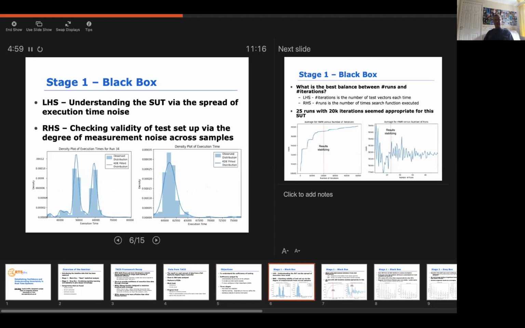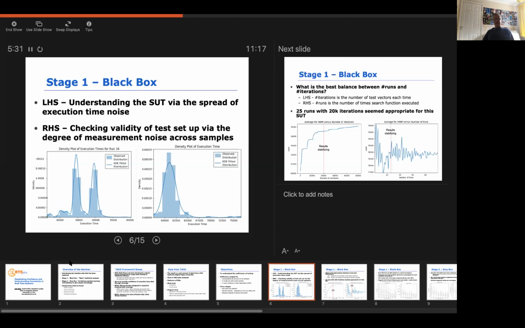So here's stage one, to give you some understanding of the software under test and the types of information we had. The left-hand side of this graph is the spread of execution time of the piece of software. For a particular execution time run, it shows the degree of change we see in the execution time. So this basically tells us that the execution time for this piece of software ranged anywhere between 35,000 and 80,000.